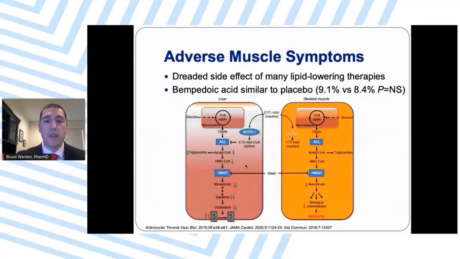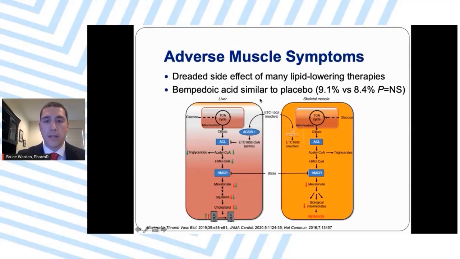Now, the main side effect that we worry about with any lipid-lowering therapy is muscle symptoms. These are myalgias, myopathies, muscle cramps. And with bempedoic acid, this was the primary reason why this was developed. We see that there's no difference in muscle symptoms with bempedoic acid as compared to placebo. And this is because this is built into how the drug works, its mechanism of action.